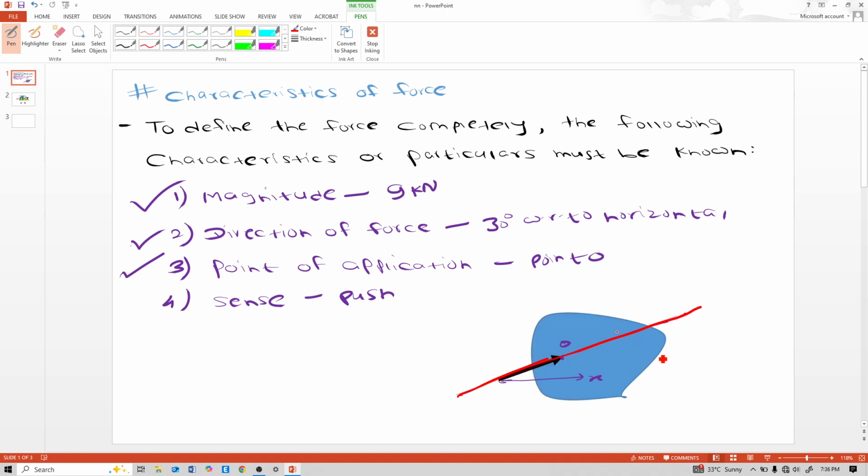The line in which the force tends to move the body is known as line of action of force. So this force is moving the body in this direction, like this. So that red color is the line of action of force. That is about characteristics of force: magnitude, direction of force. Direction of force we calculated with respect to horizontal. It is 30 degree with respect to the horizontal axis. Point of application is O, where this force is exerted on the body, and sense of this force is push.